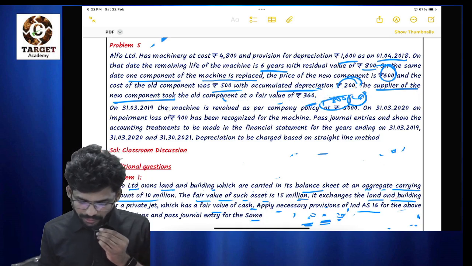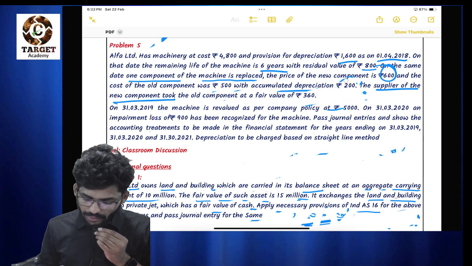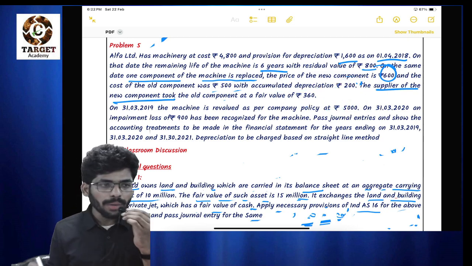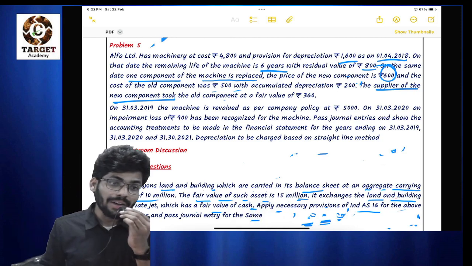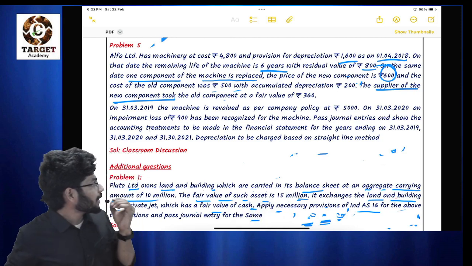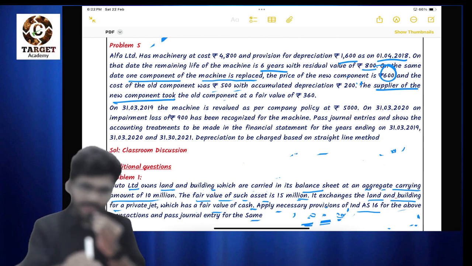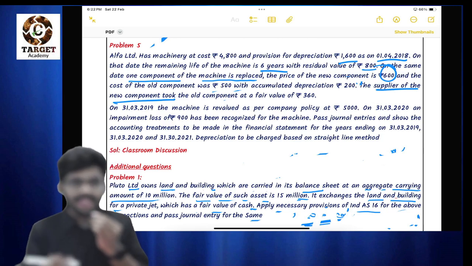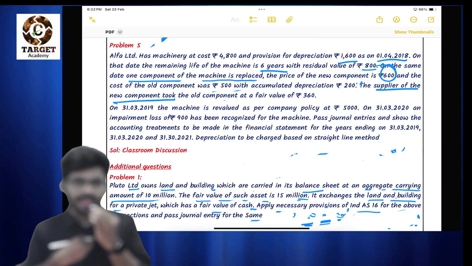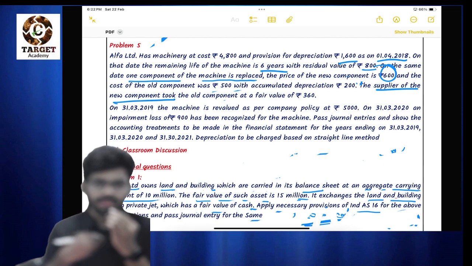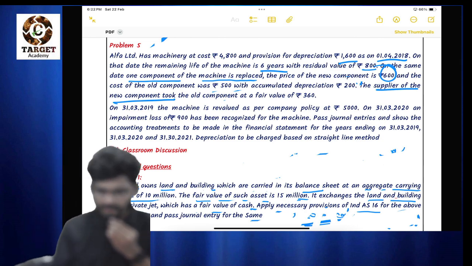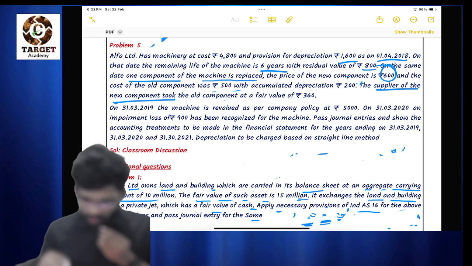What is the point here? The supplier is accepting our old part at 360. Our carrying amount of the old part is 300. He is accepting it at 360, which means 60 is a benefit to us. Correct or not? Benefit or not? Yes, benefit. Profit. Profit on exchange of asset.